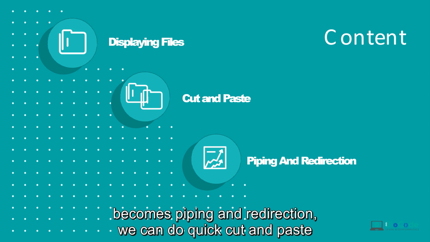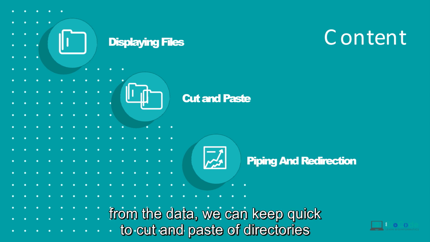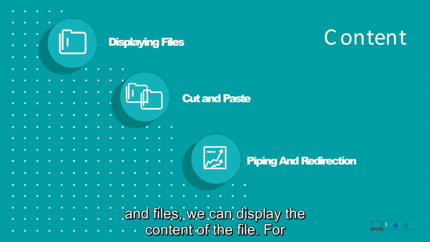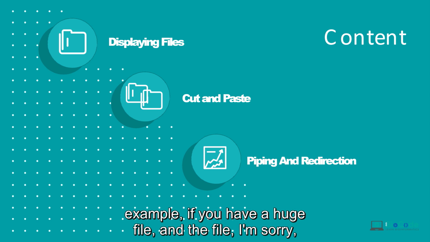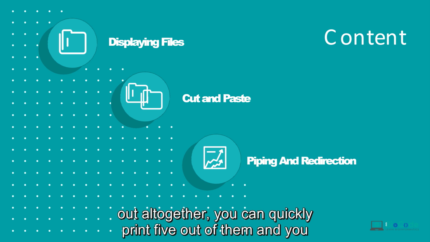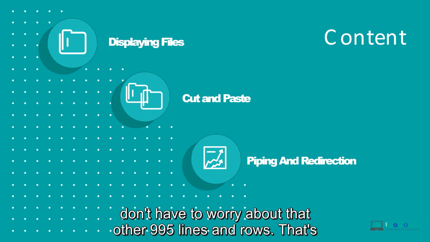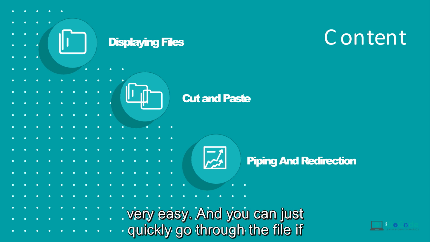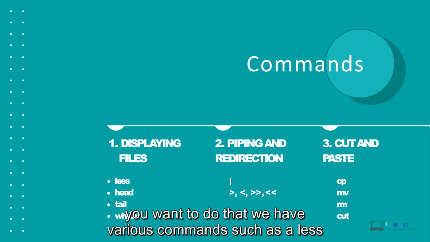We can do quick cut and paste of the data. We can do cut and paste of directories and files. We can display the content of a file. For example, if you have a huge file that goes beyond 1000 lines and you don't want to print them all out together, you can quickly print five of them and you don't have to worry about the other 995 lines or rows. That's very easy, and you can just quickly go through the file if you want to.